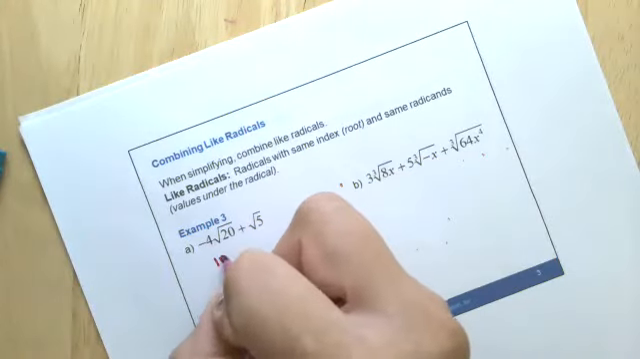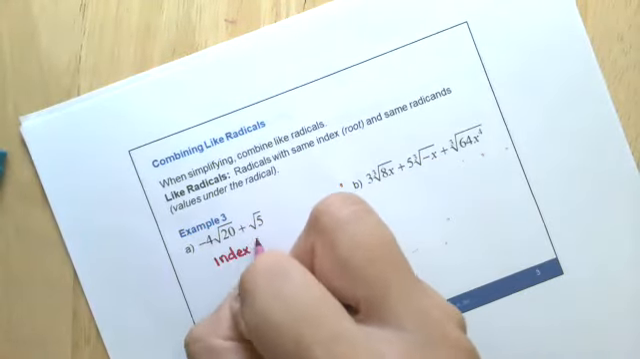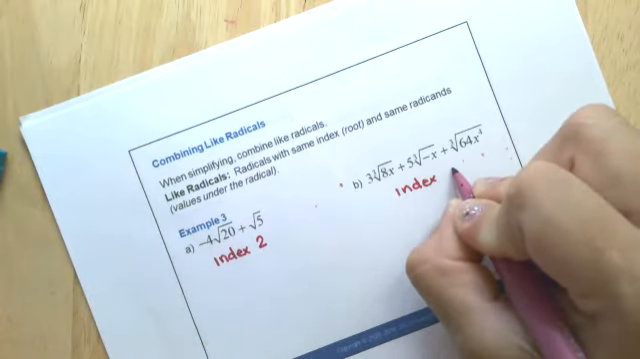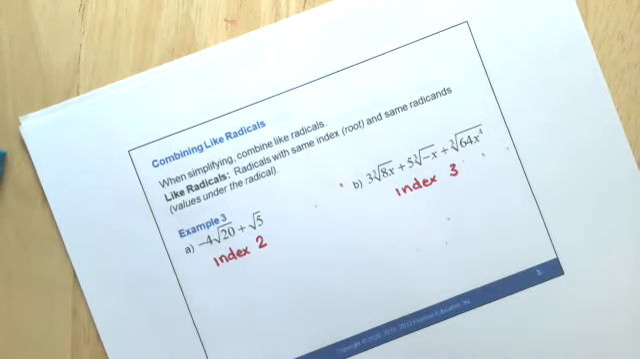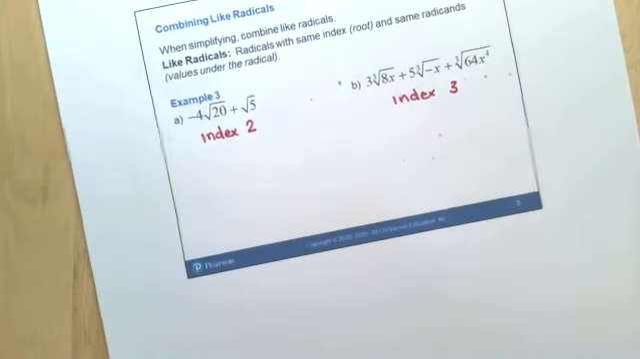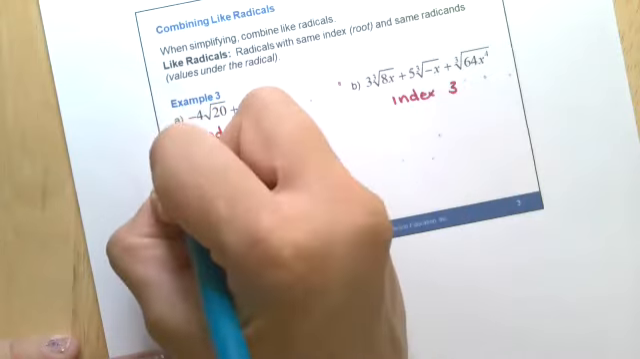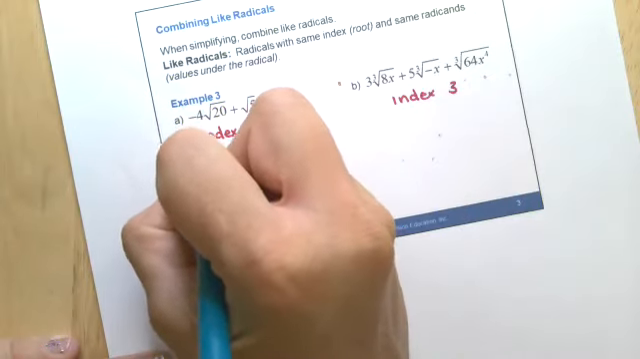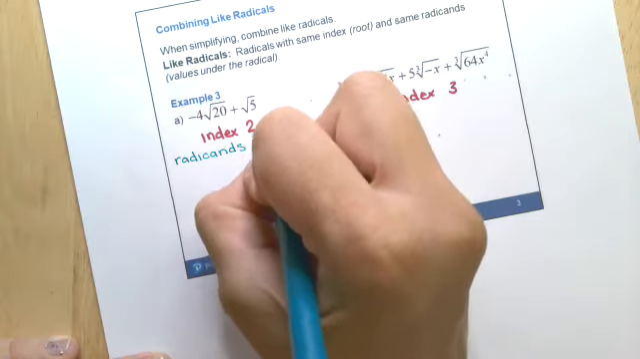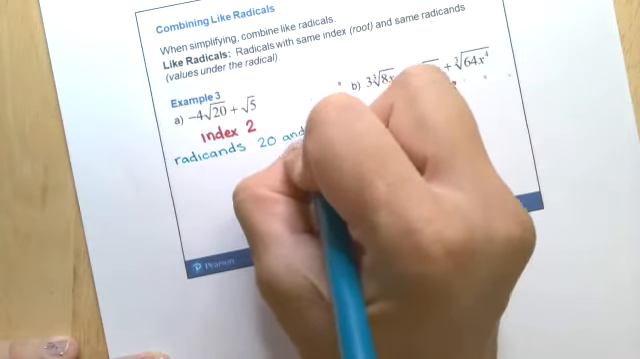Here the index is 2. Here the index is 3. Both examples have the same index, so that's good. You couldn't combine them if they did not. The same radicands. So you have different radicands. Are 20 and 5.